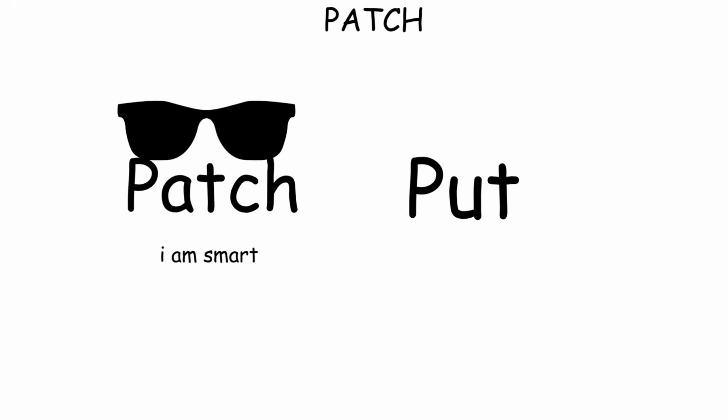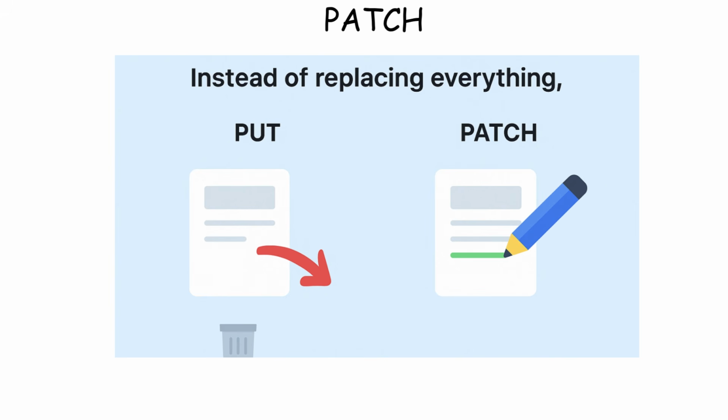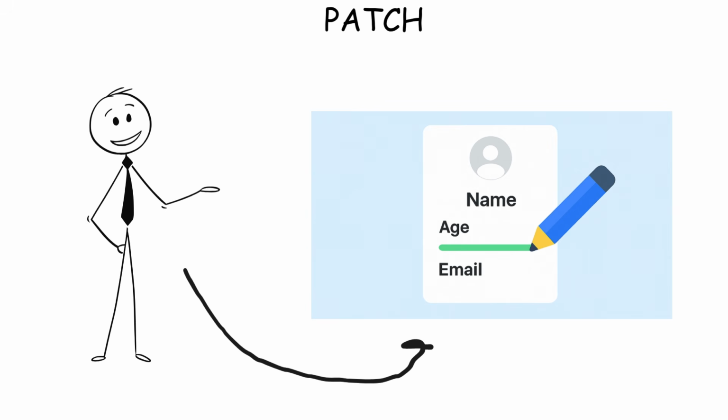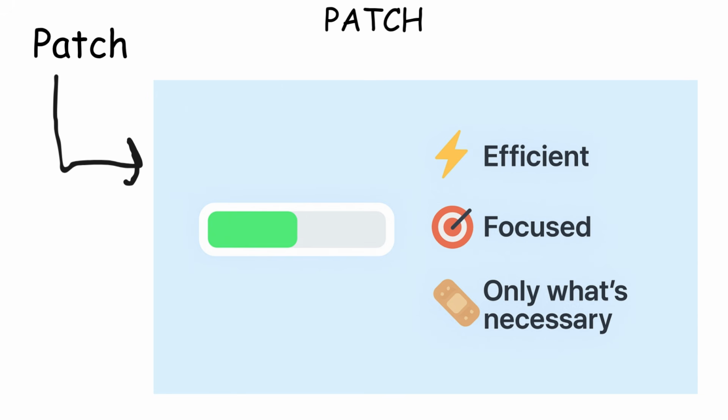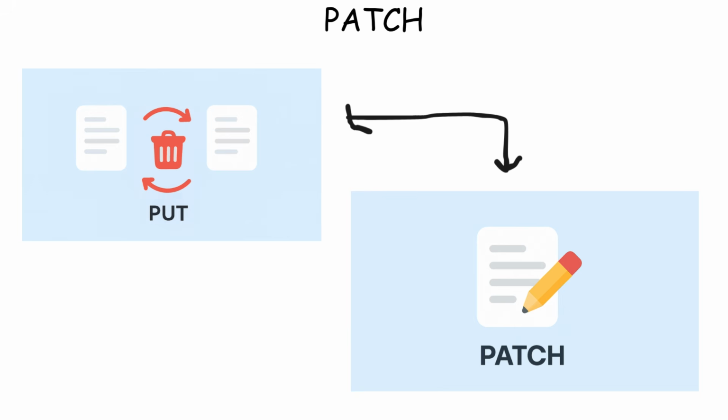PATCH. PATCH is like PUT's smarter cousin. Instead of replacing everything, PATCH only updates the parts you want to change. If you just want to update a user's email, but keep their name and age the same, you'd use PATCH. It's efficient, it's focused, and it only touches what's necessary. So remember the difference. PUT replaces the whole thing. PATCH tweaks just a part of it.